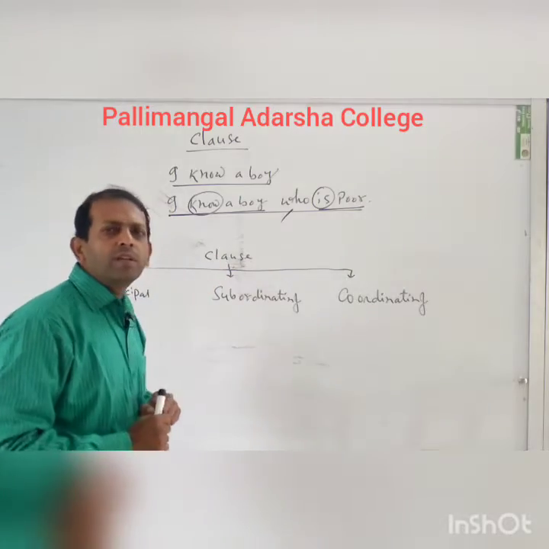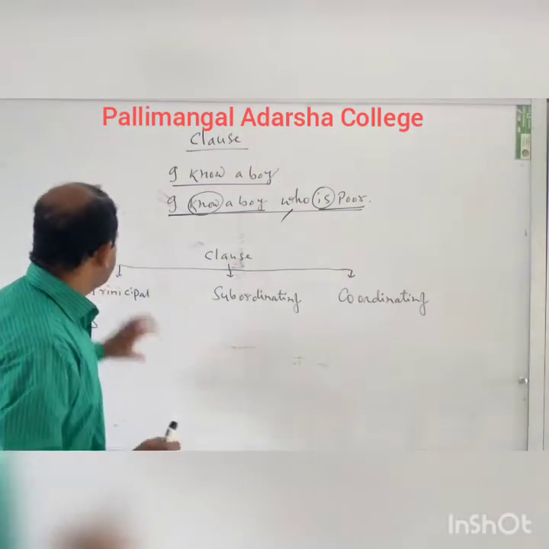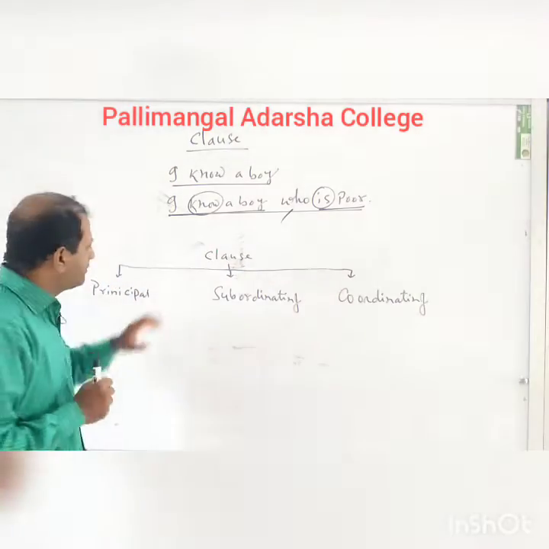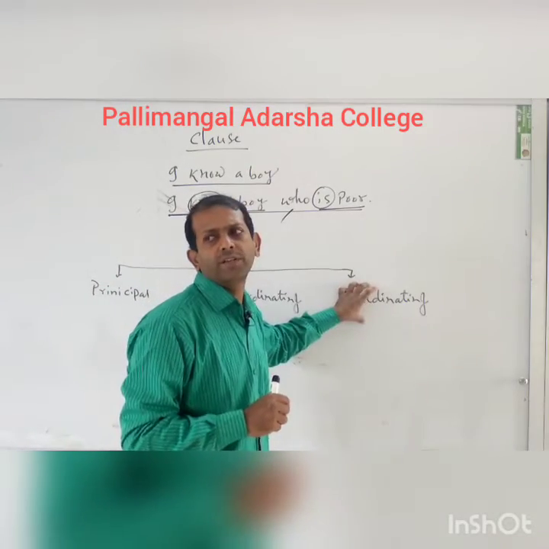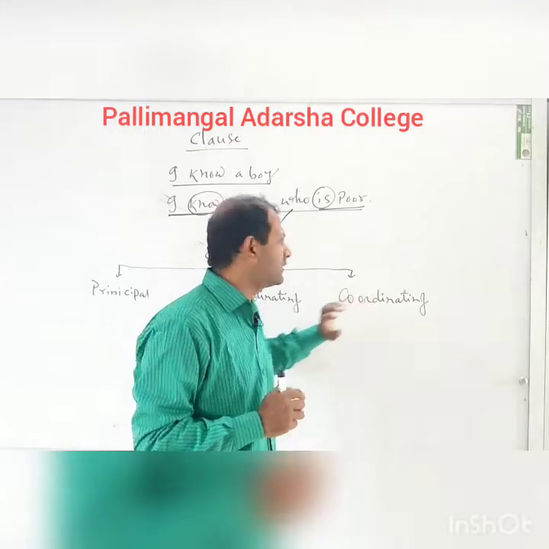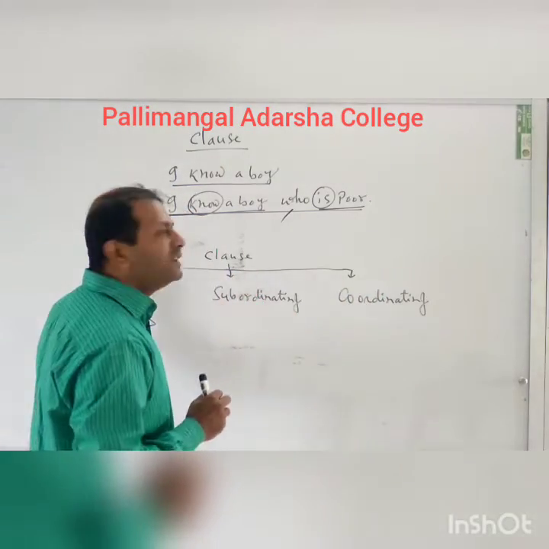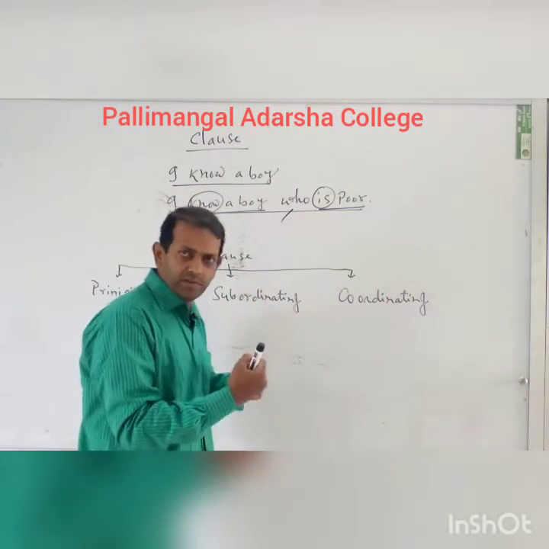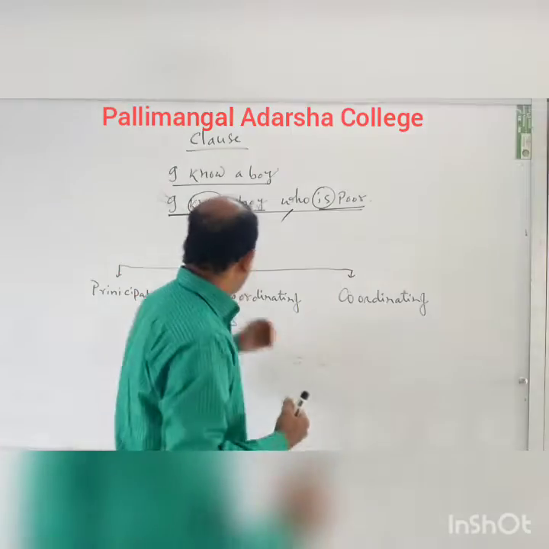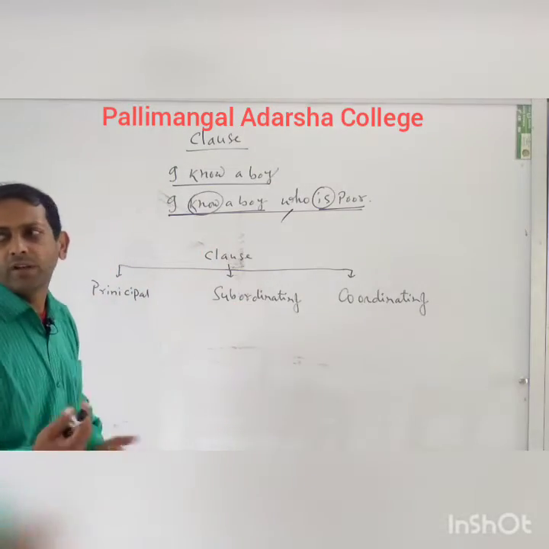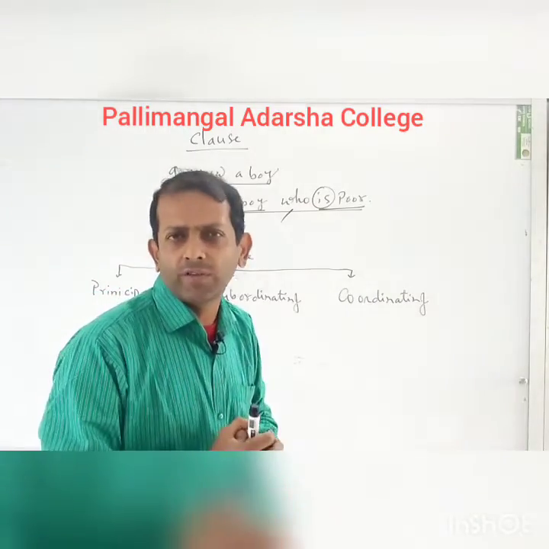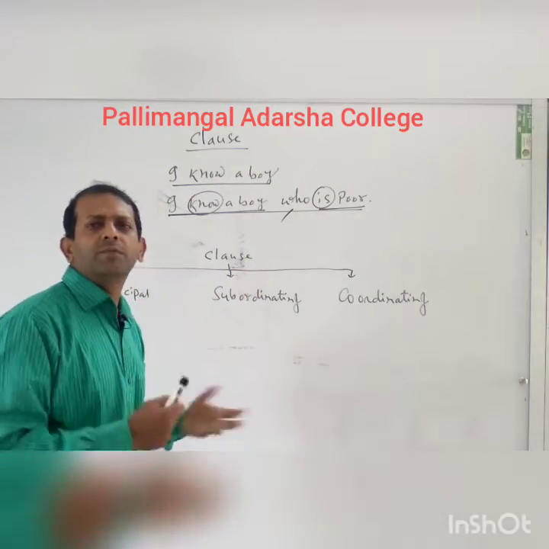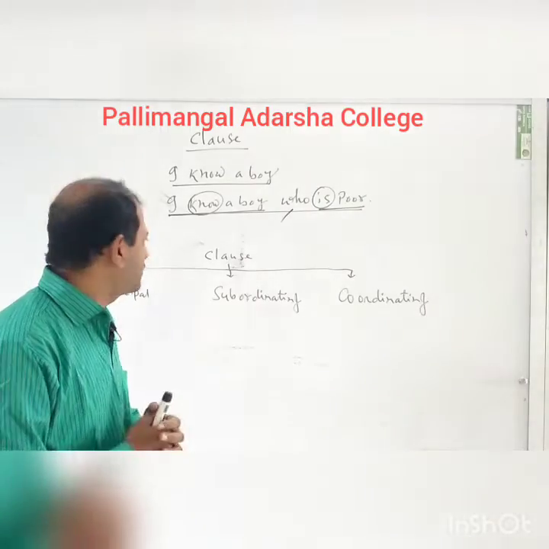How many types of clauses are there? There are three types of clauses: principal clauses, subordinate clauses, and coordinate clauses. That is the coordinate clause, subordinate clause, and principal clause. Coordinate, subordinate, and what? Principal. Principal means what? Main clause, the independent clause. Principal clause has many names: main clause, independent clause.